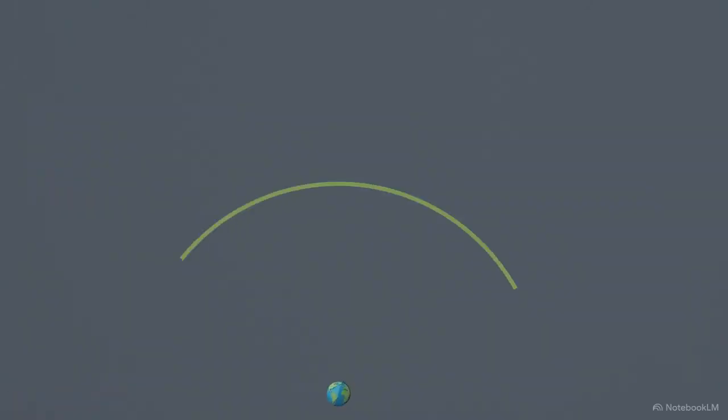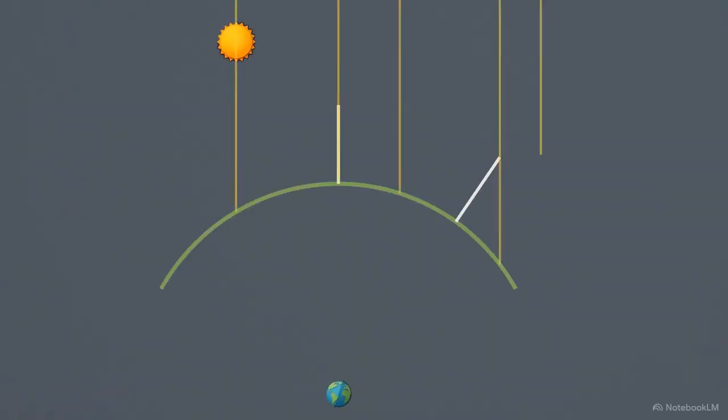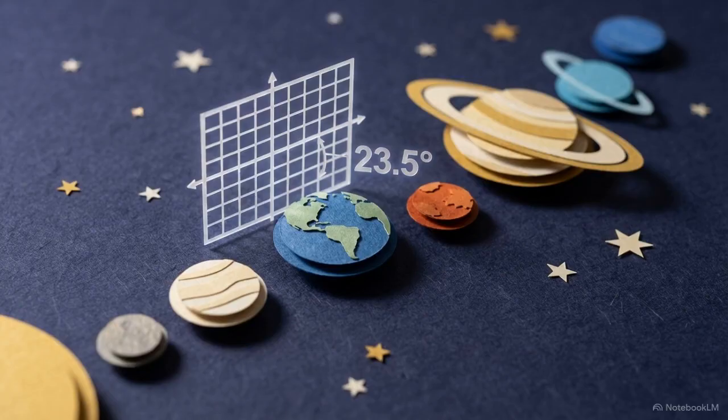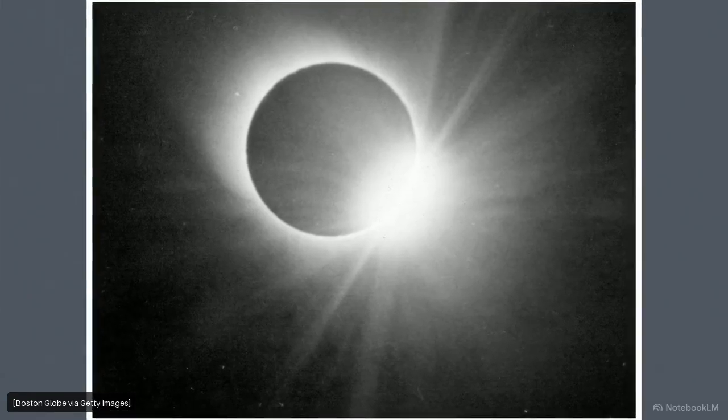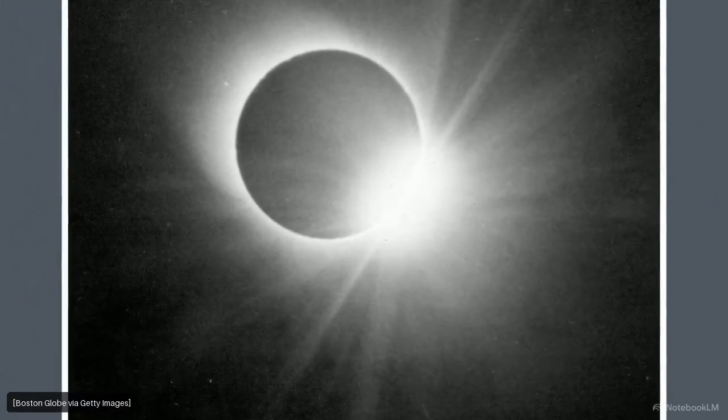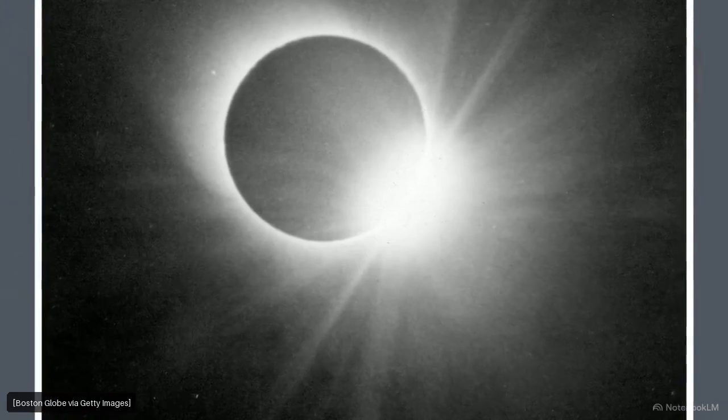By measuring shadow lengths at different locations, early observers were able to calculate the curvature of the Earth and the tilt of its axis. This geometry is what allows us to predict seasonal changes and planetary movements with mathematical precision. A solar eclipse occurs when the moon aligns between the sun and our planet, momentarily blocking the visible light spectrum.